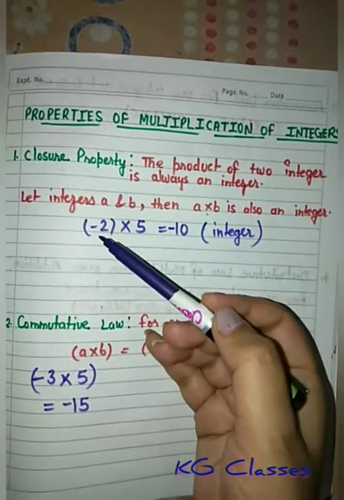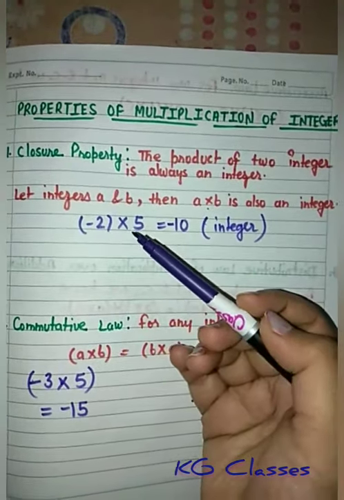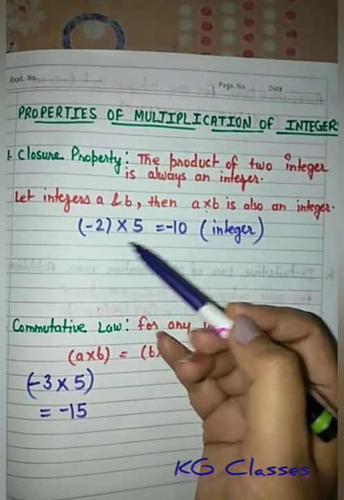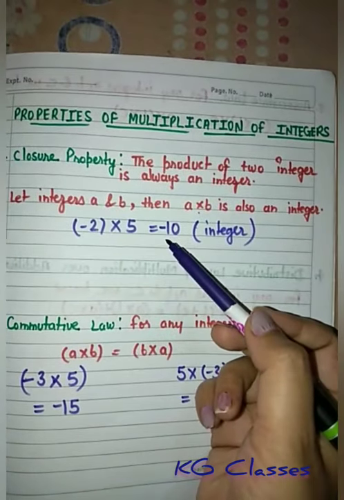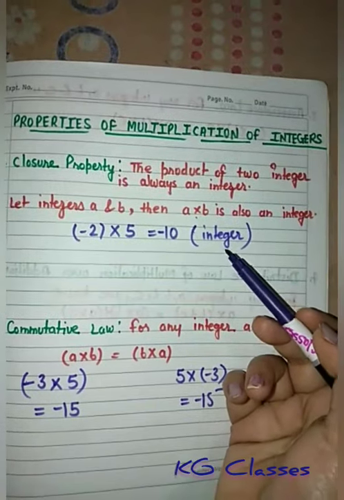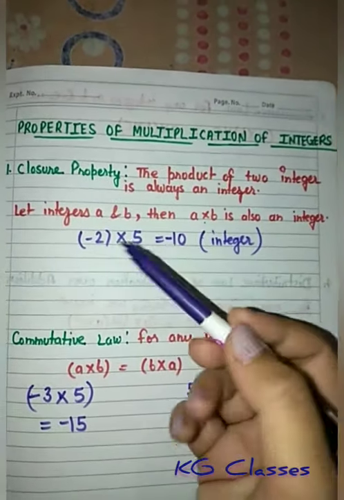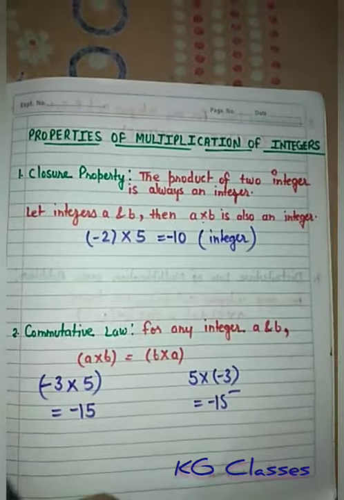It can be seen here, if we have two integers minus 2 and 5, if we multiply them, then what will we get? We will get minus 10. What is it? It is an integer. So it's proved here. So second property is commutative law.